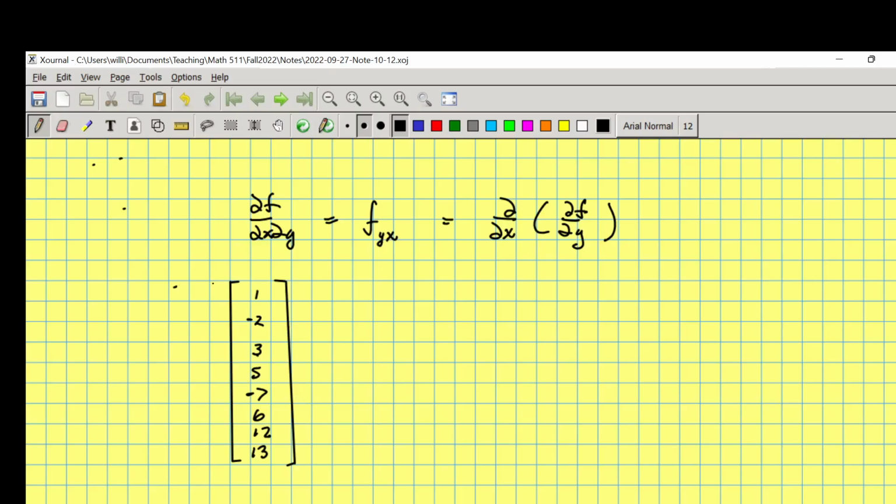So if this is vector A, then A is a map from 1, 2, 3, 4, 5, 6, 7, 8 to the real numbers that follows this rule.